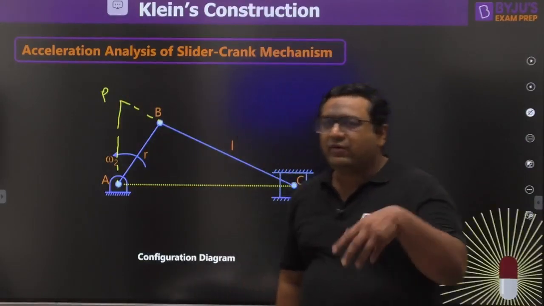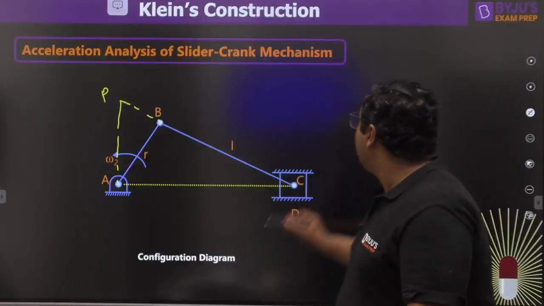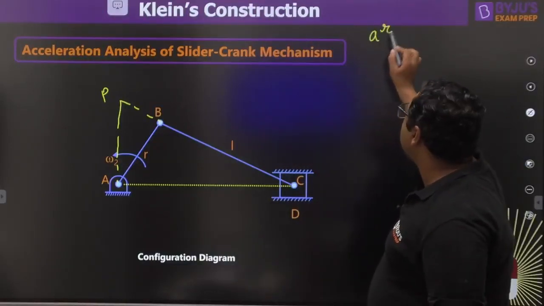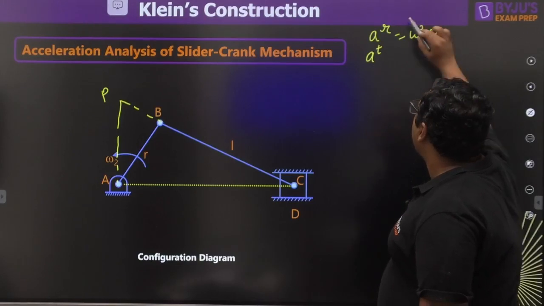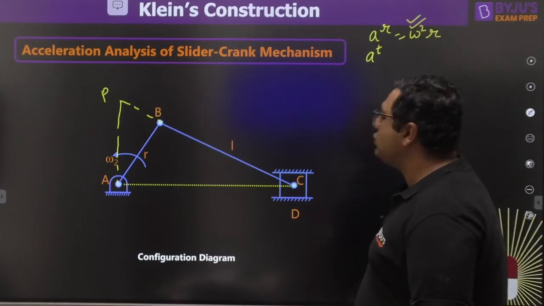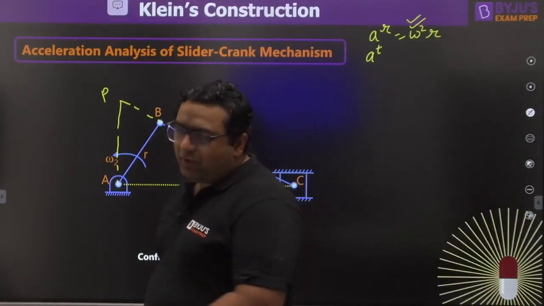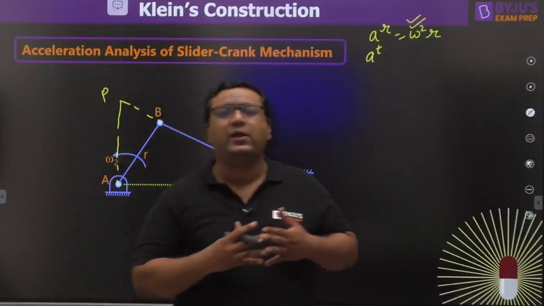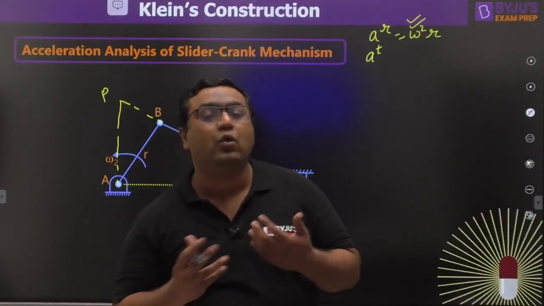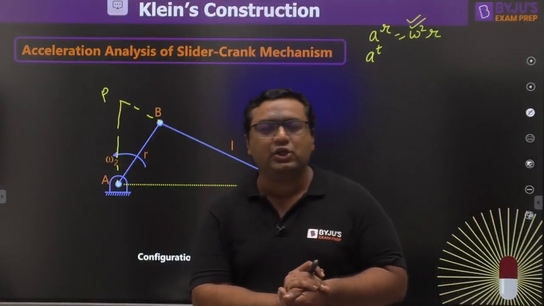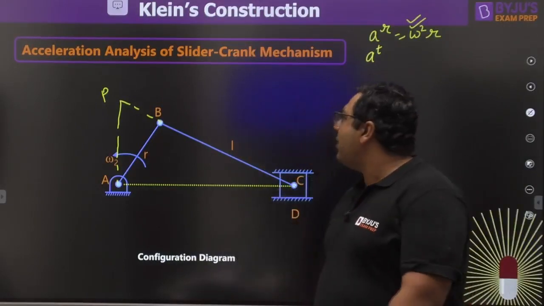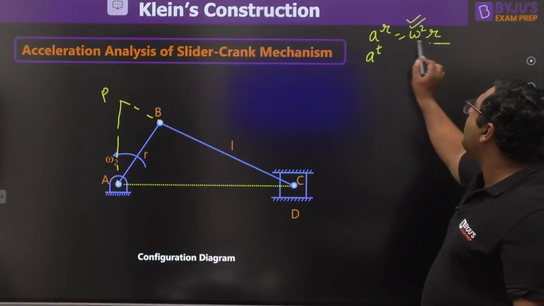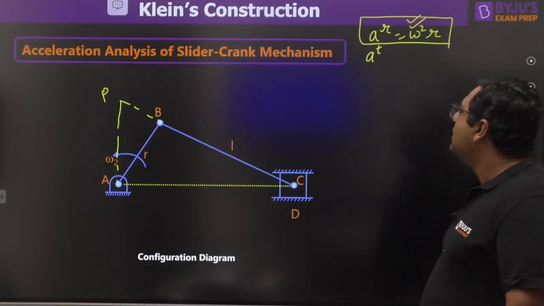Whenever we are making the acceleration diagram, we use one radial acceleration and another tangential. Radial is omega square r. You find omega with the help of the velocity diagram. So if you have already made the velocity diagram, then the radial accelerations are already known to us, because radial acceleration requires velocity analysis, which we have already done. Because of that, you would know the radial acceleration of all the links.